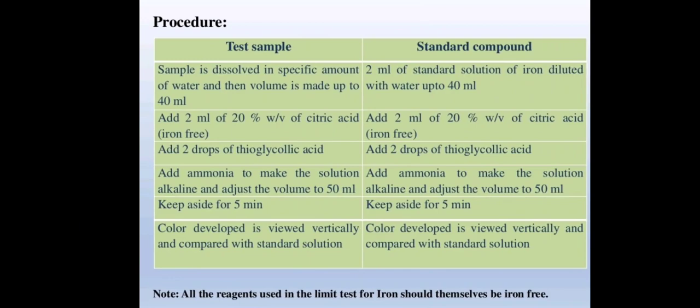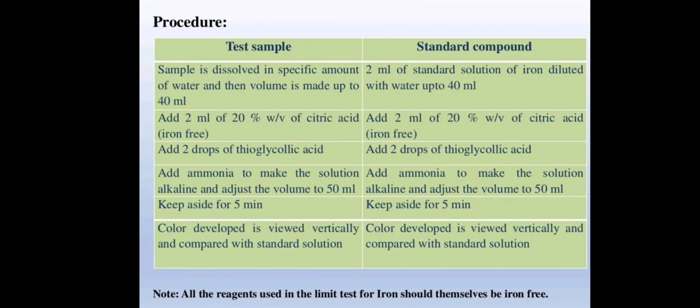First, ferrous iron reacts with thioglycolic acid. In presence of citric acid and ammonia, it is converted to a complex, ferrous ion plus complex. Then the ferrous ion again reacts with thioglycolic acid. In presence of citric acid and ammonia, it will give ferrous thioglycolate. The color of ferrous thioglycolate is pale pink to deep reddish purple color. So we can compare the test color and the standard color. Usually Nessler cylinders are used for the limit test for iron.